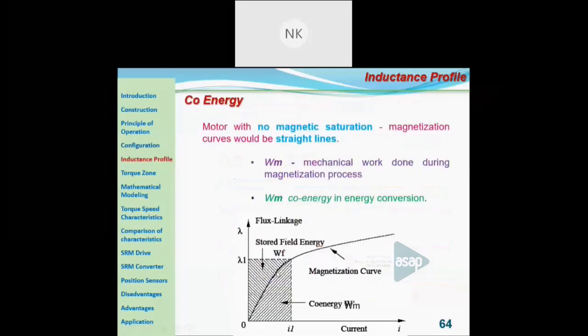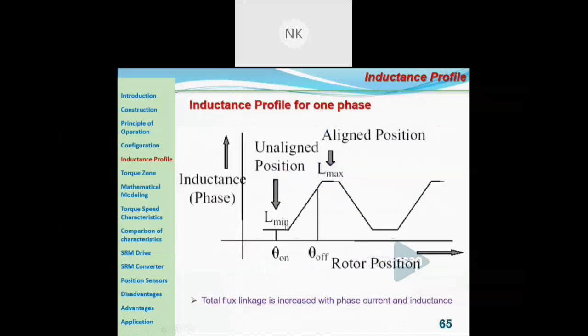So as you can see here, the curve is for the motor with no magnetic saturation. This is the magnetization curve for the flux linkage versus current. Here you have the co-energy Wm. Co-energy is the mechanical work done and this is the energy stored here. And here you can see the inductance with the rotor position. This is the minimum inductance because this is the unaligned position. And Lmax, the maximum inductance, will be there once it is in the aligned position.